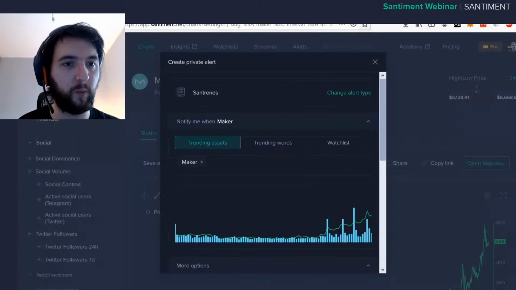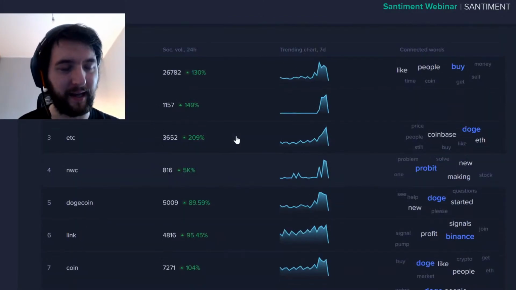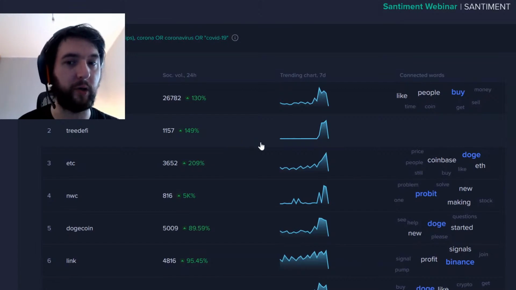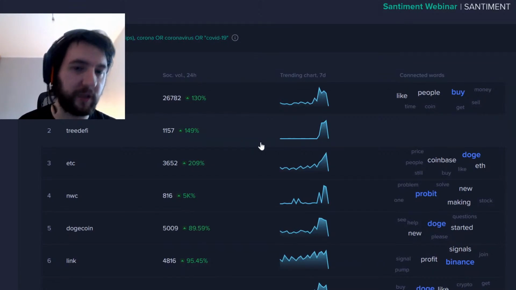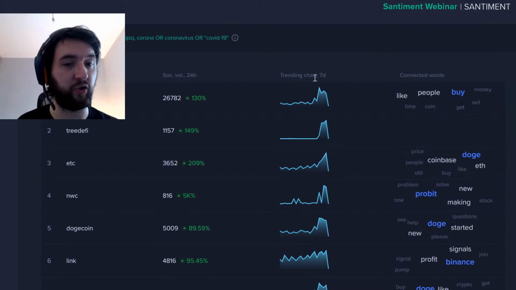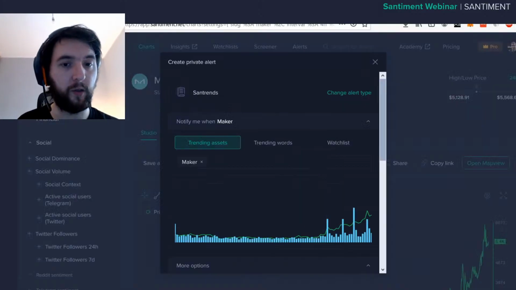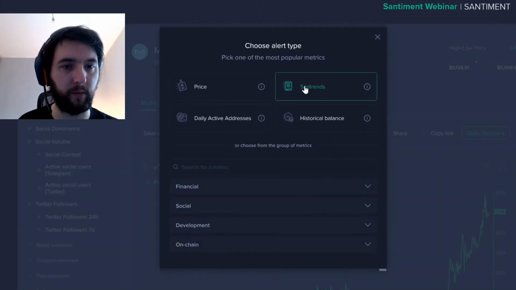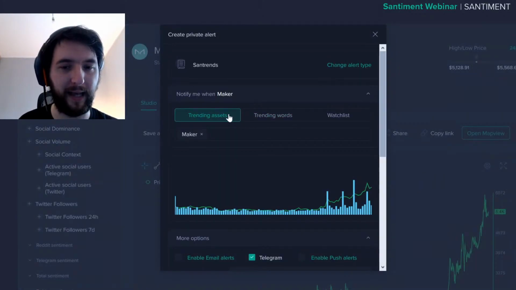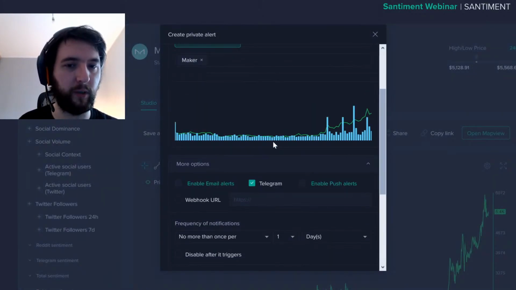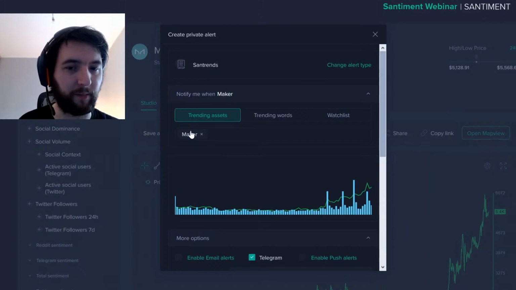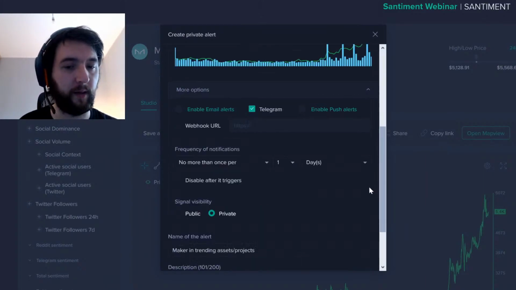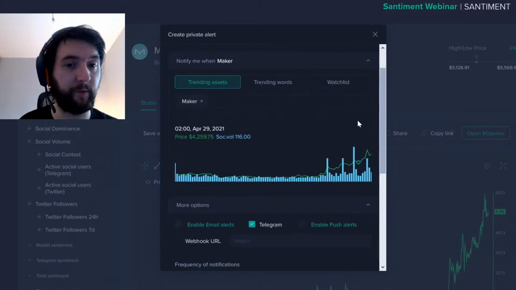So if you only want to keep an eye on this list and get notified when the coin that you are invested in or interested in becomes super talked about on the market, you can simply go to Sand Trends, say trending assets. Basically, it will notify you the next time that Maker as a coin ends up on a list of social trends. And you just create an alert from there.